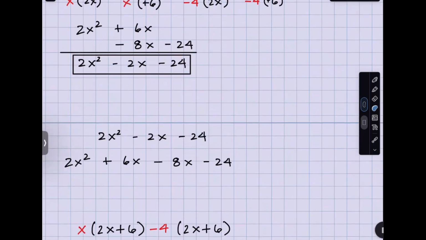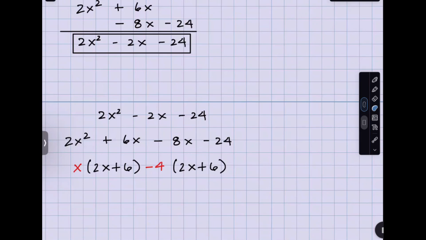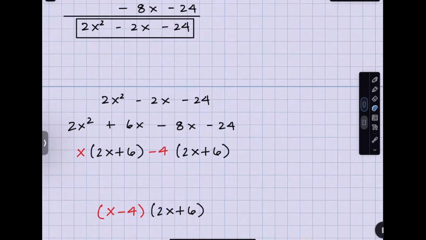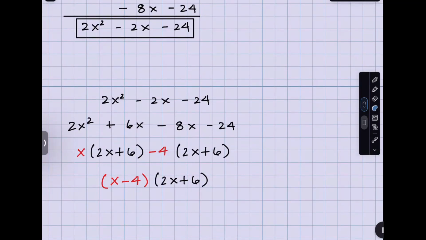And then you're going to make this happen. And then you'll get back to this as your answer. So notice that everything that I did here is everything I did here except backwards. Does that make sense? This is why I don't understand why they teach you FOIL, because then the next lesson becomes a lot harder.